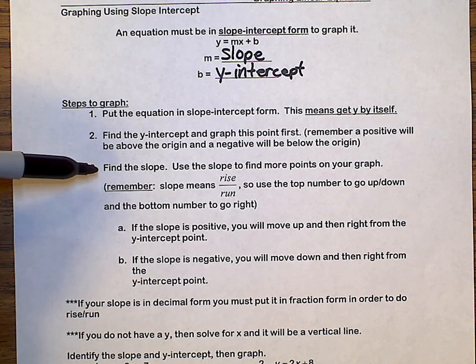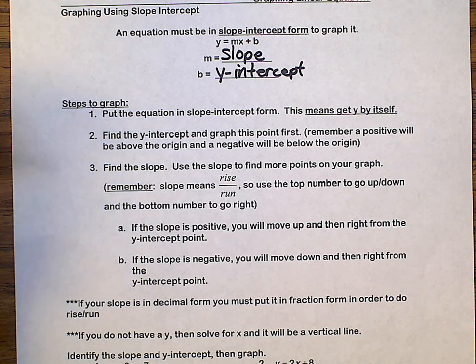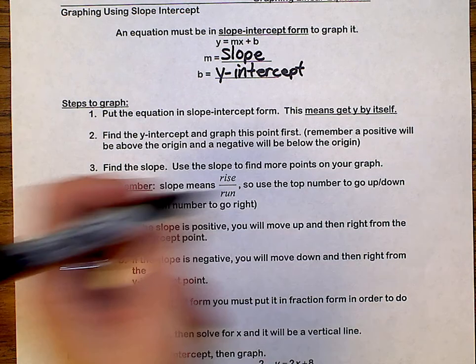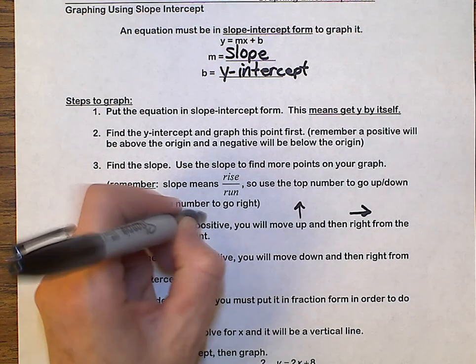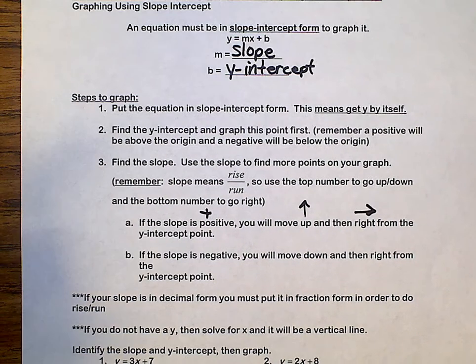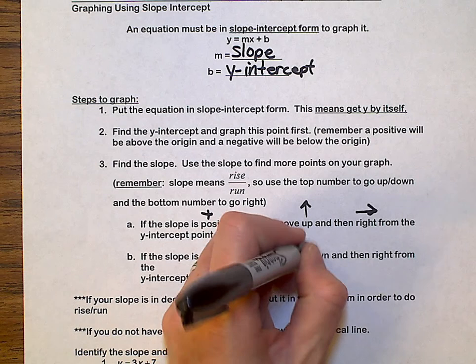So you go from the y-intercept and use your slope to graph more points. Remember, slope means rise over run or fall over crawl. So you use the top number to go up and down and the bottom number to go right and left. If the slope is positive, you will move up and right from the y-intercept point, but if the slope is negative, you will move down and then right from your y-intercept.